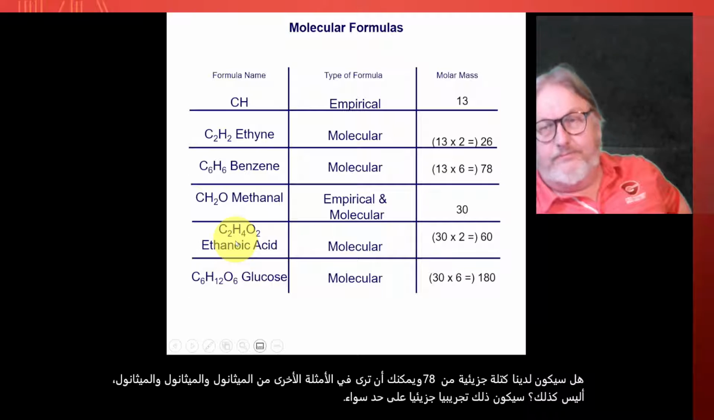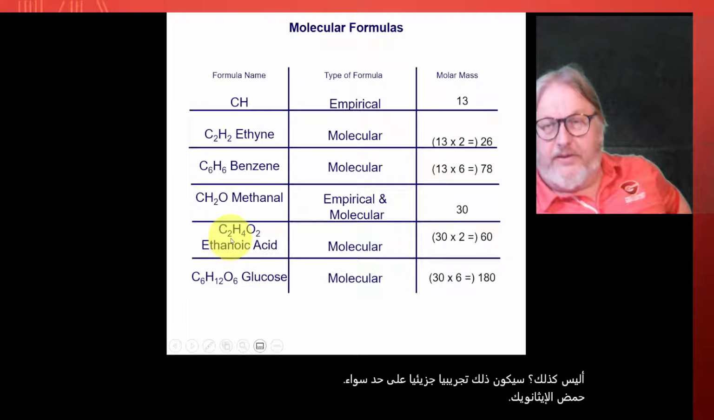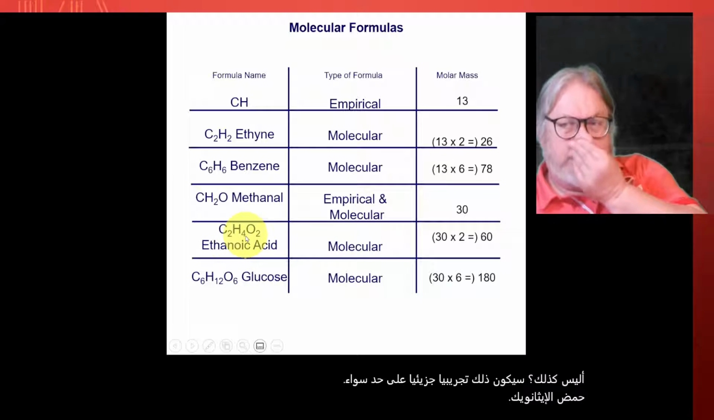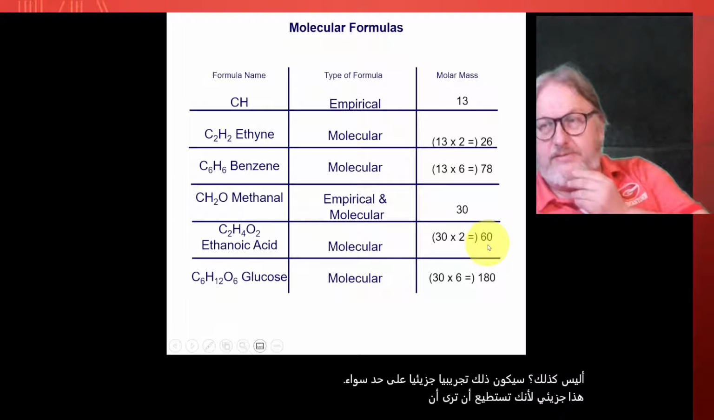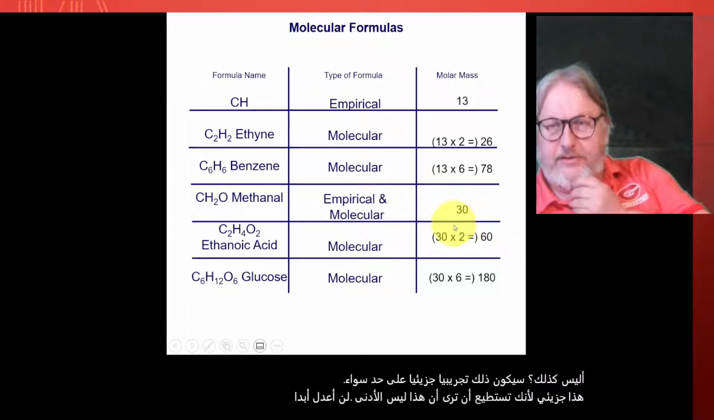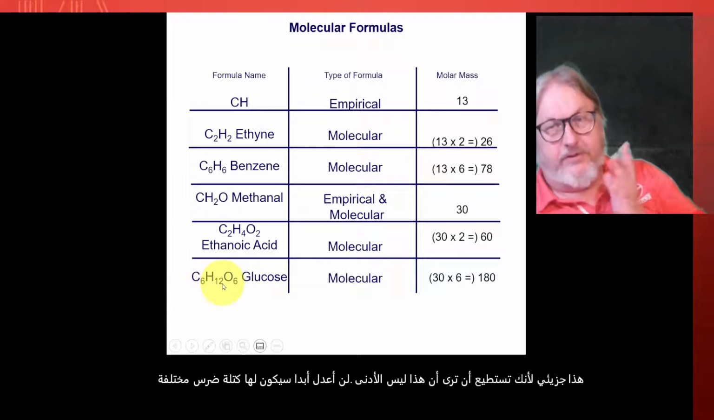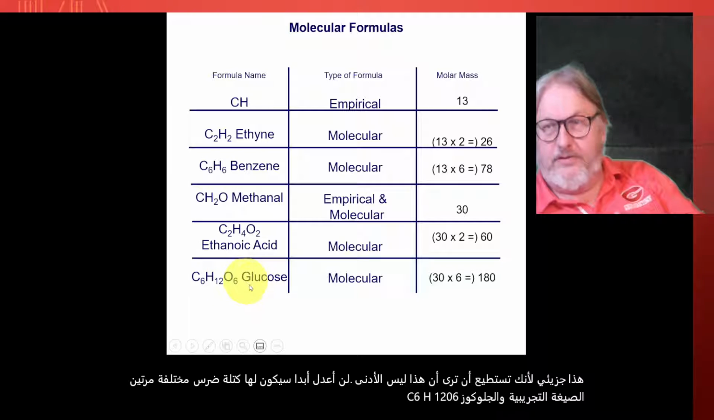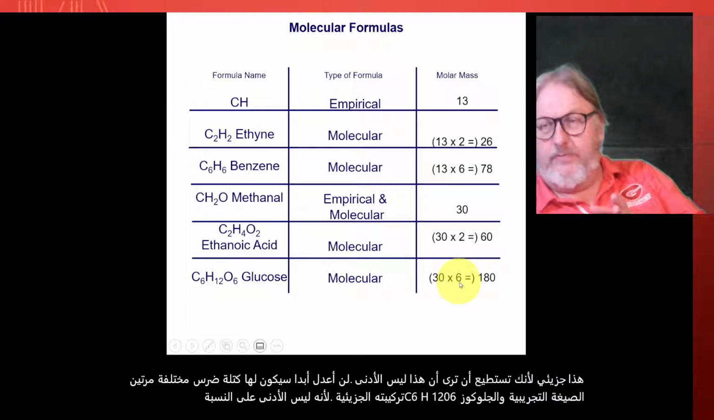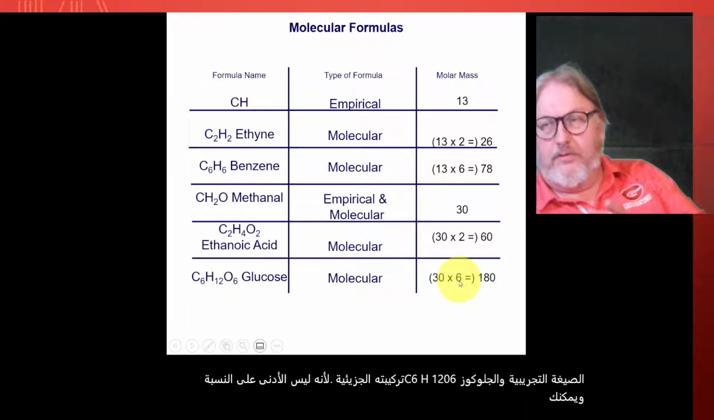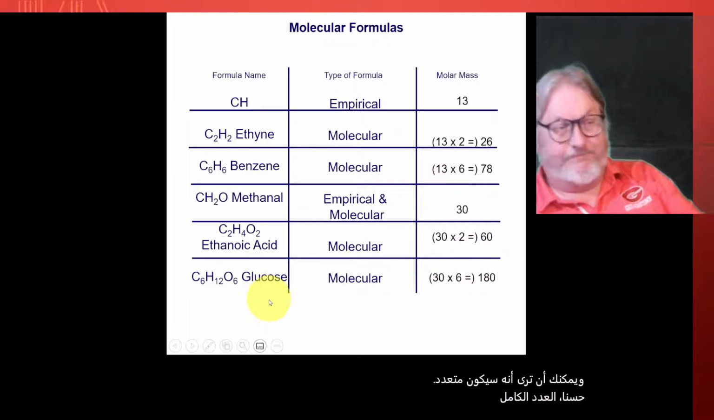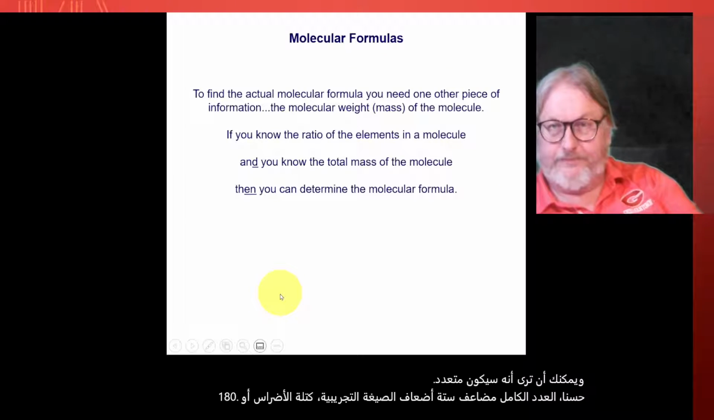Ethanoic acid, that's molecular because you can see that's not the lowest whole number ratio. And it's going to have a different molar mass, 2 times the empirical formula. And glucose, C6H12O6, that's a molecular formula because it's not the lowest whole number ratio. And you can see that it's going to be a whole number multiple, 6 times the empirical formula molar mass, or 180. Just the way it is.